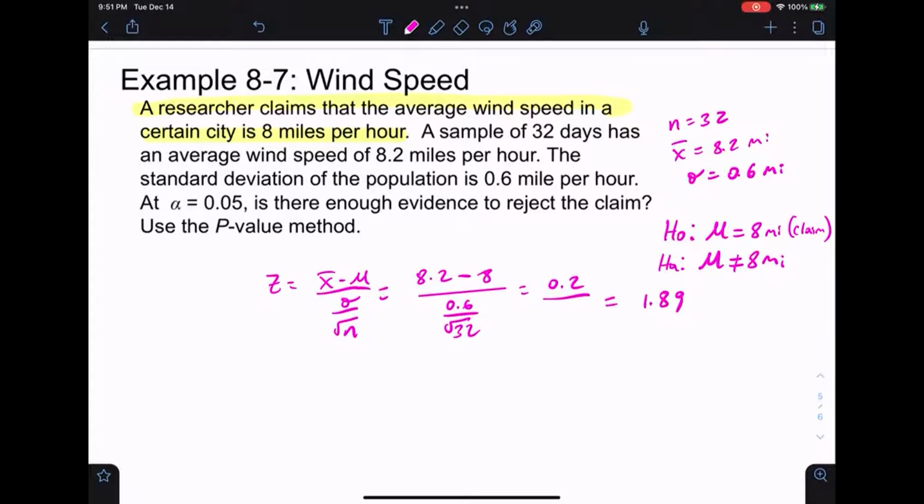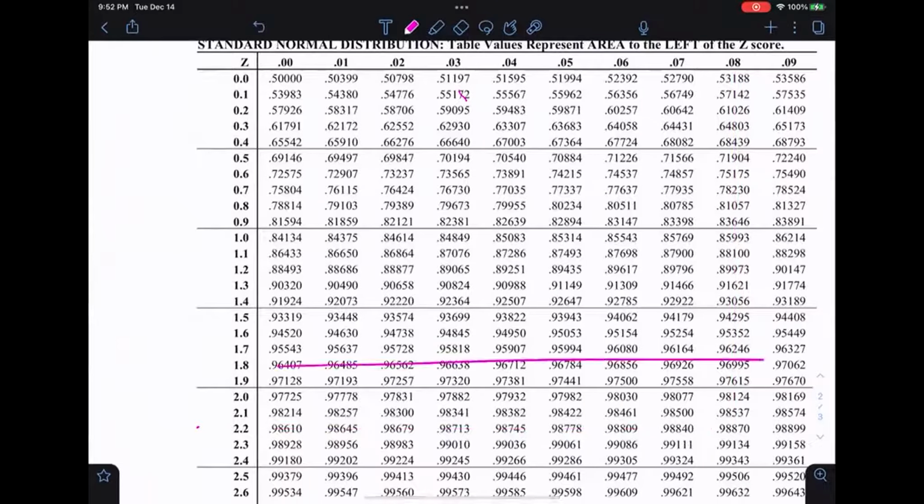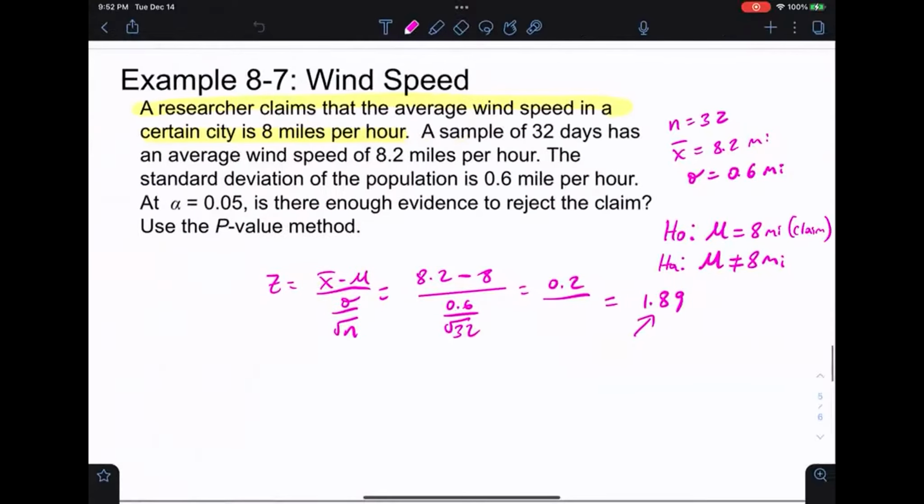But remember, we're looking for the p-value, right? Once we find that, we need to find this probability in the table. This is the Z value, and we need to find the probability. So if we find the probability of 1.89, that's right here. The probability is 0.9706.